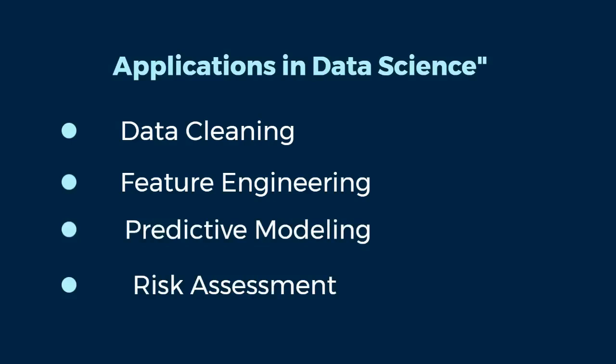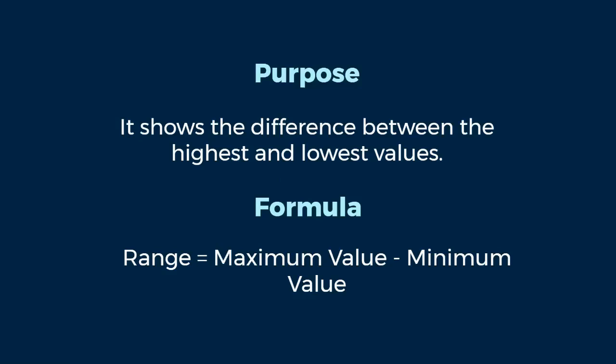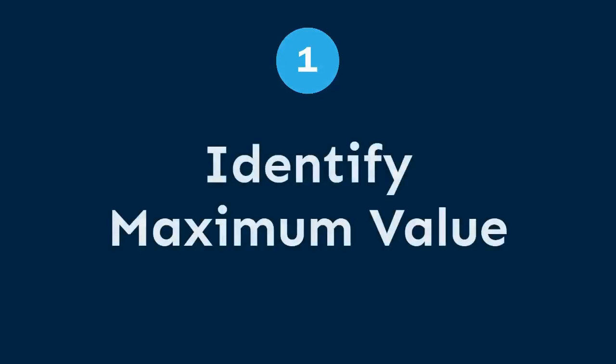Let's start with the range. It is a simple measure that shows how spread out the values are in a dataset. It is calculated by finding the difference between the highest and lowest values. Let's look at how to calculate it.